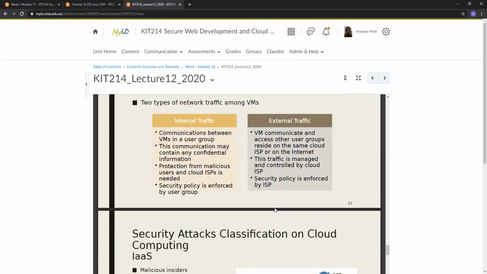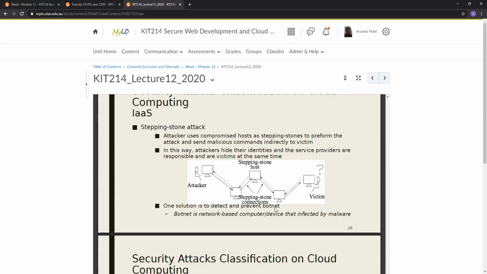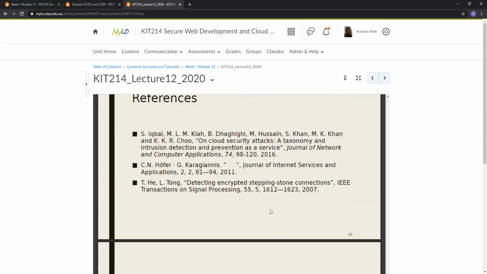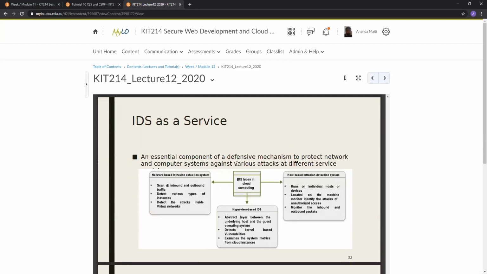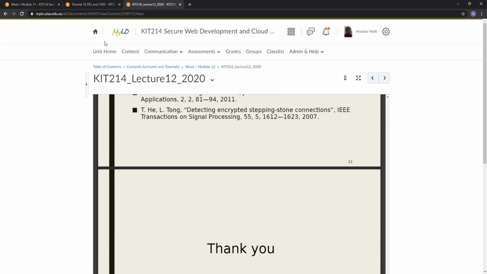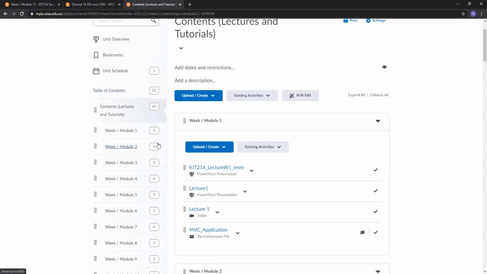So I think this was just about looking through what kind of things can go wrong in the cloud itself, like some platform similar to Nectar, what can go wrong in Nectar itself. And there was an IDS as a service for the discussion in this lecture as well, related to the ideas that we discussed before. Yes, that's it. That's all the lectures as such.